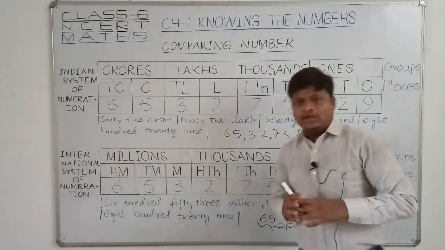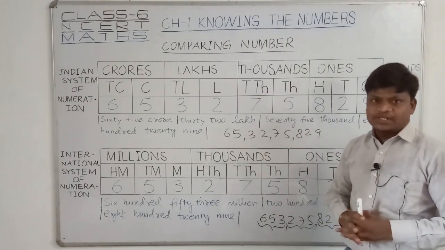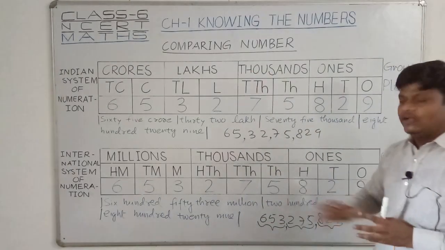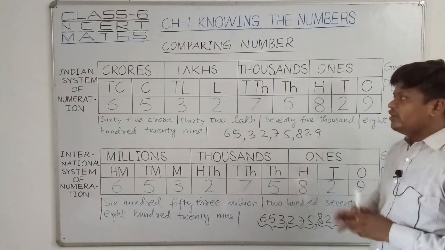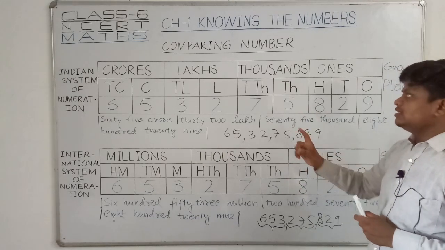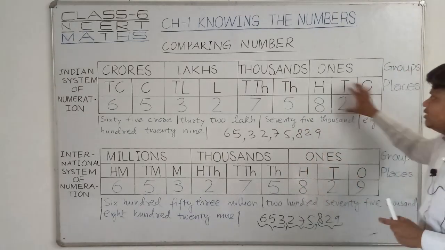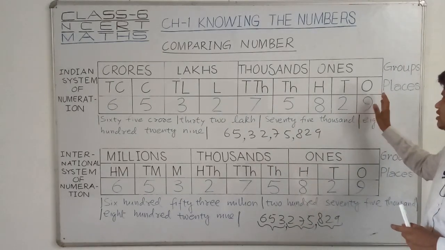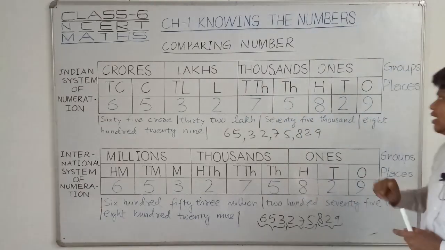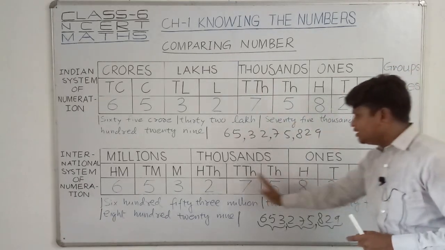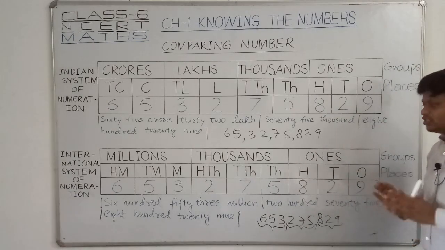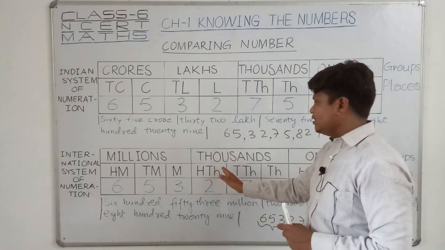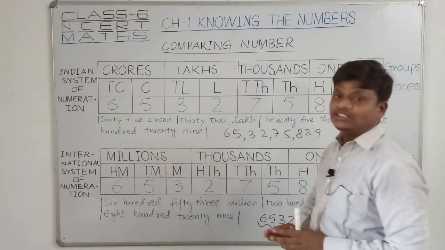Dear students, I hope you have understood these tables. Right now we will compare the Indian system of numeration and the international system of numeration. We can compare the places so we can understand some concepts. As you can see, the Indian system of numeration and the international system of numeration are the same up to the position of 10,000. Up to 5 places of the number, you can see that the tables are very similar to each other.